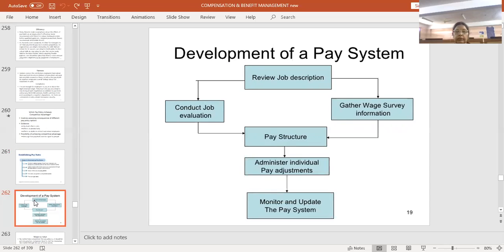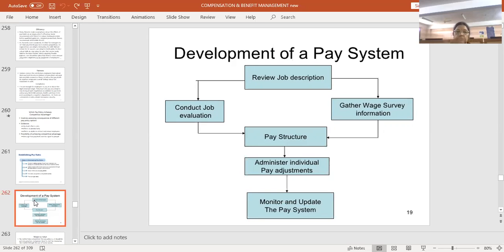So this is another diagram which is showing you how the pay system is developed. You will already have a job description of each job in your organization. Job description, we have already seen, is a document which describes each job, which tells what is the title of the job, what is the role, what are the responsibilities, what are the duties of each job, all the details of each job, what are the skills, what is the qualification required, the full details of each job is made into a document known as job description.